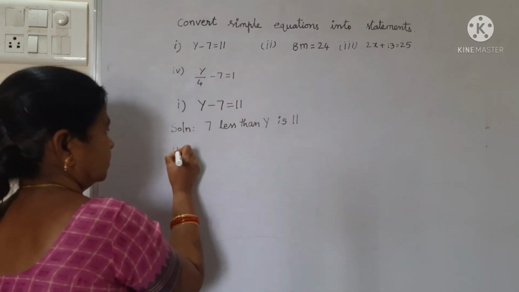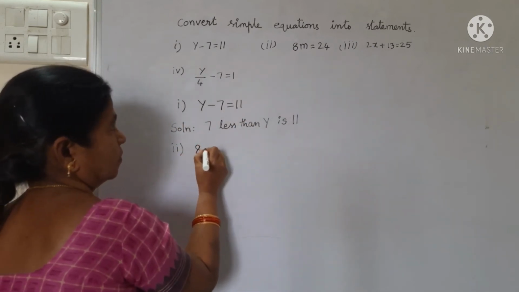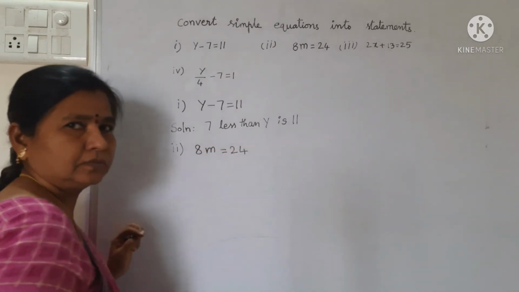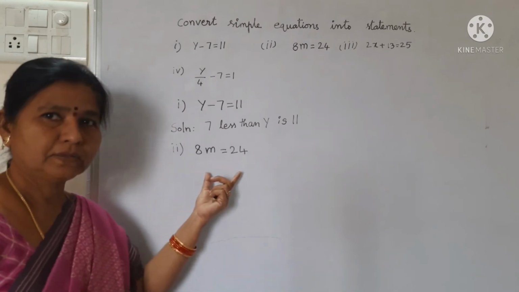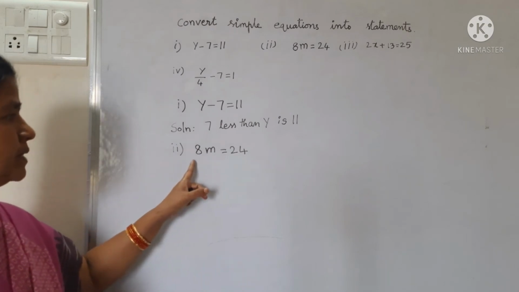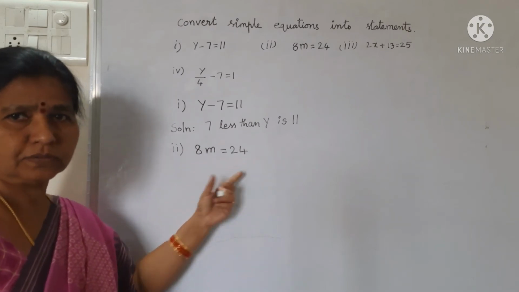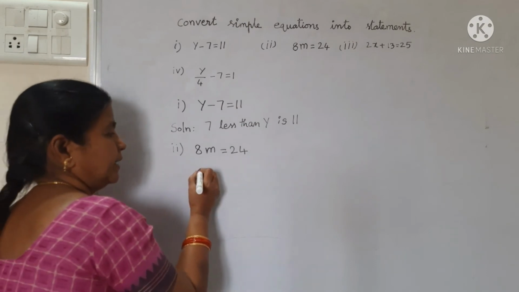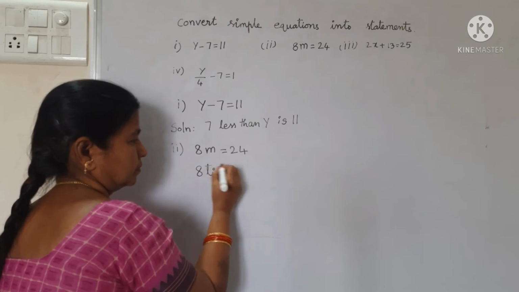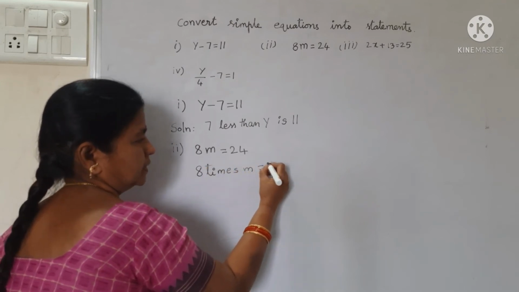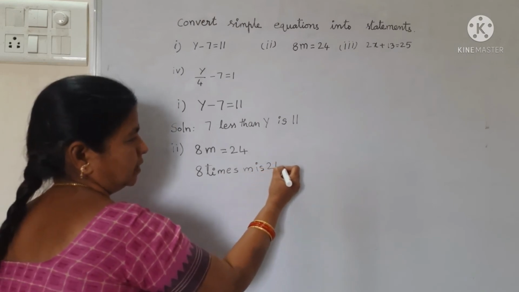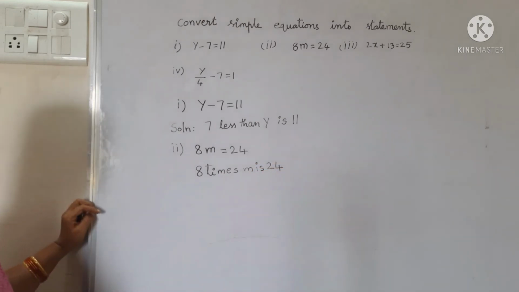8m is equal to 24. How we write this one? 8m means 8 times m. 8 times m is 24. Like that we can write 8 times m is equal to 24. Otherwise 8 times m is 24. We can write like this.